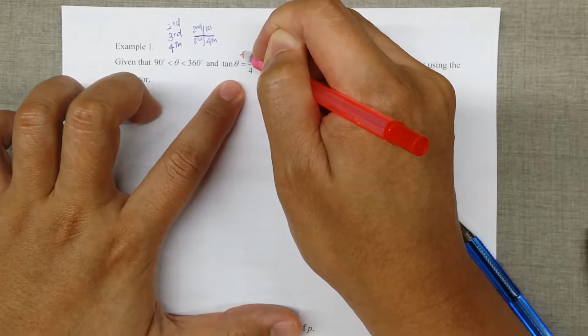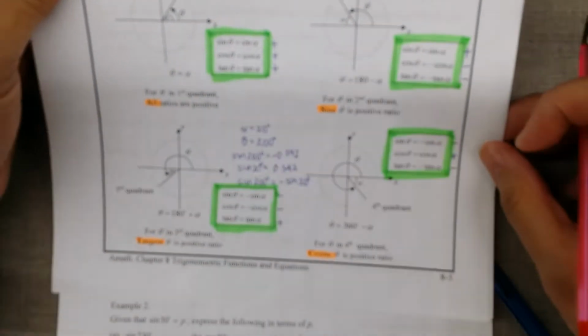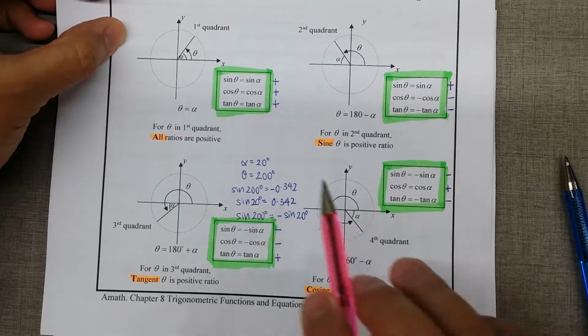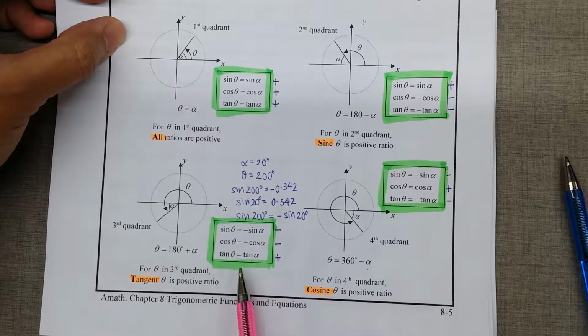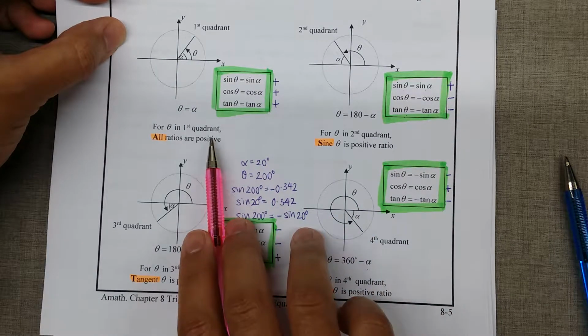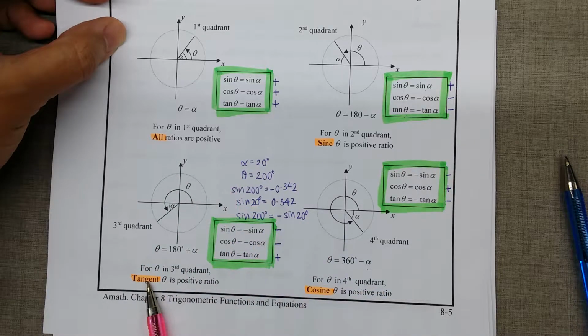Okay? Recall earlier on, when will tangent theta be positive? Tangent theta will be positive in the first quadrant. Tangent theta will be positive in the third quadrant. So only first or third, A or T. Alright?